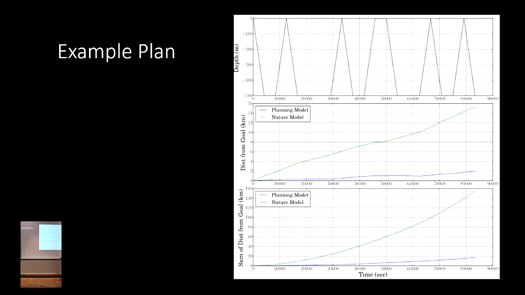Okay, so what does the plan look like? This is a profiling plan here. This is showing the distance from the goal in the planning model. So this is how you thought it was going to be, and this is really how it turned out. Okay? So obviously, it never turns out as good as you thought. And then this is just looking at distance squared, because normally you look at that measure. That's a more common error measure, right?